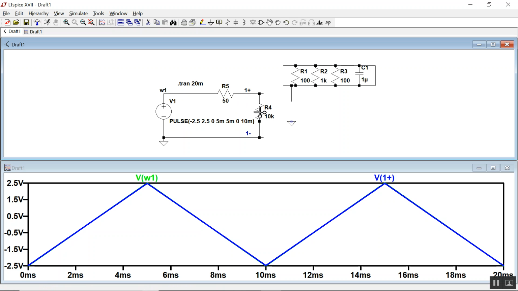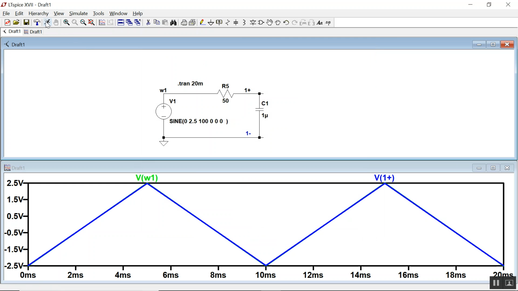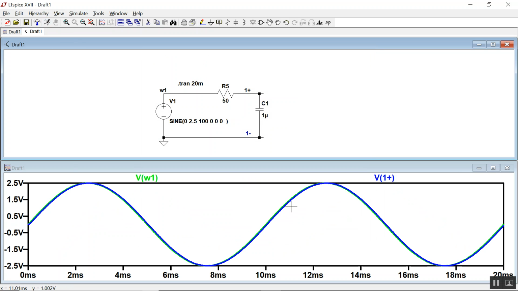Not only that, but let's do this with a capacitor. Now I'm going to change it from a triangle wave to a sine wave, so that we don't get any harmonics. Okay, but it'll still be 0 to 2.5. We have 100 hertz. And let's rerun it. And it's still pretty close.